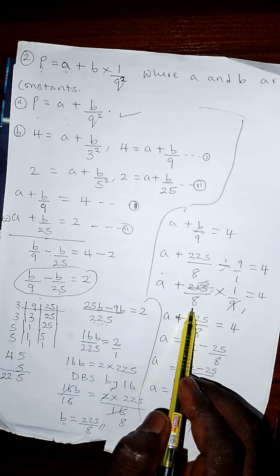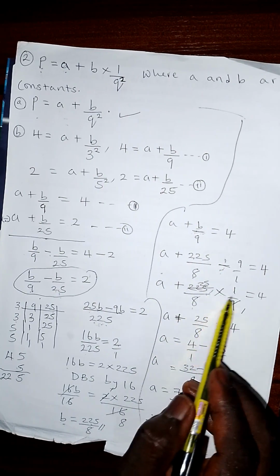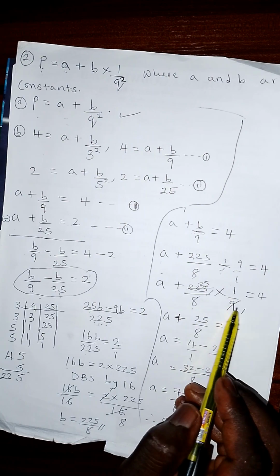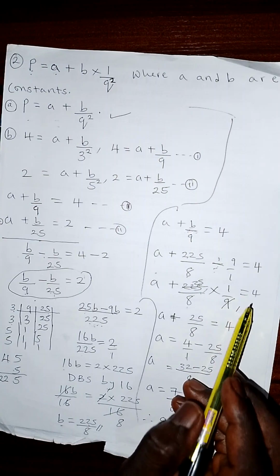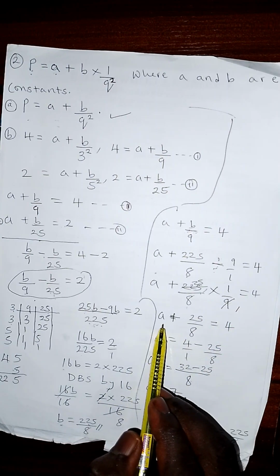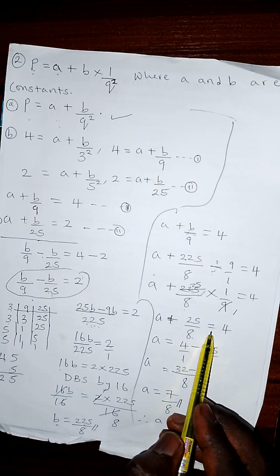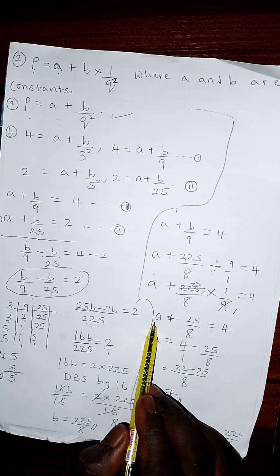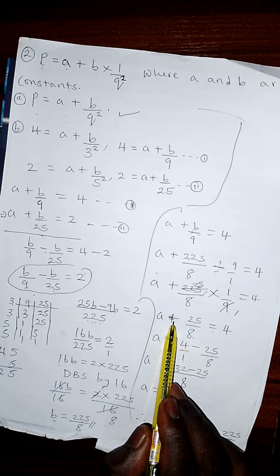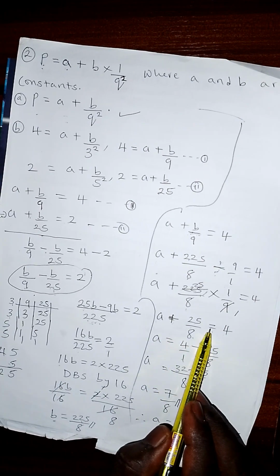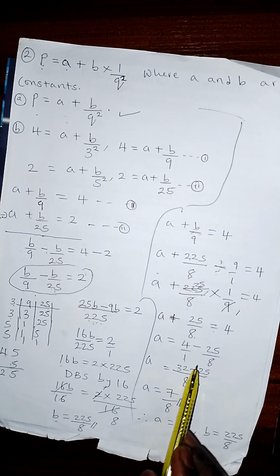So 225 over 8. Then change the sign, it became 1 over 9. And so you can now cancel 9 here, 1, 9 here, 25, then equals 4. Excuse me. Then you have A plus 25 over 8 equals 4. And then since I'm looking for A, I took this way. It became minus from plus since it's crossing the equality sign here. And so you have A, and then we did this.